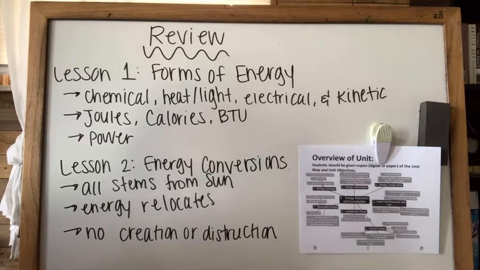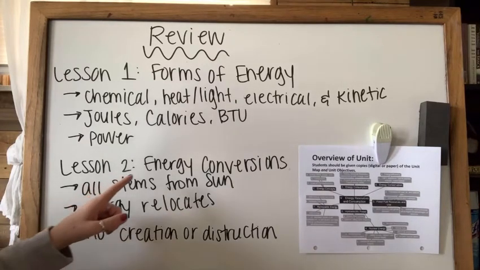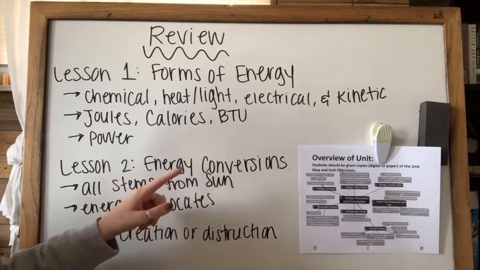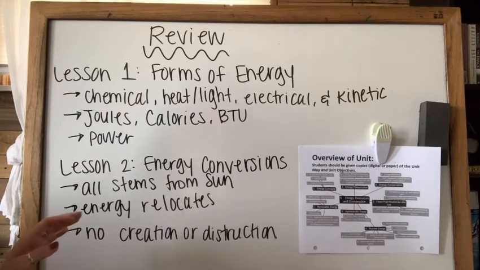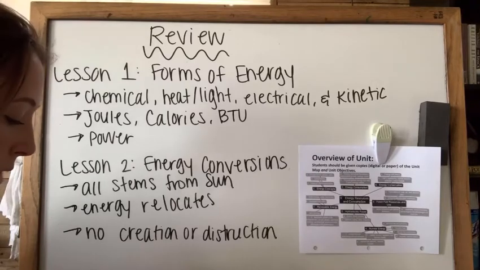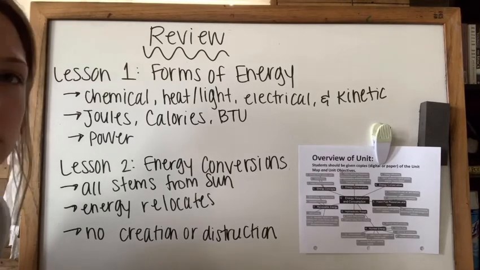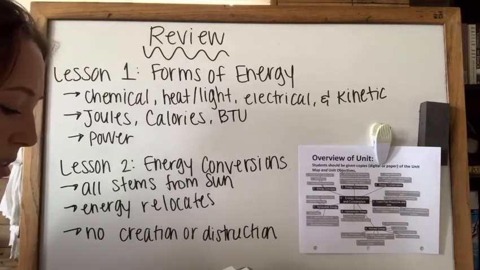Okay. And then in lesson 2, we went over how energy is converted. So here we learned that all energy stems from the sun. And when it stems from the sun, then we see those primary producers. They will photosynthesize the sun's energy and then start kind of the flow of that energy, if that makes sense.